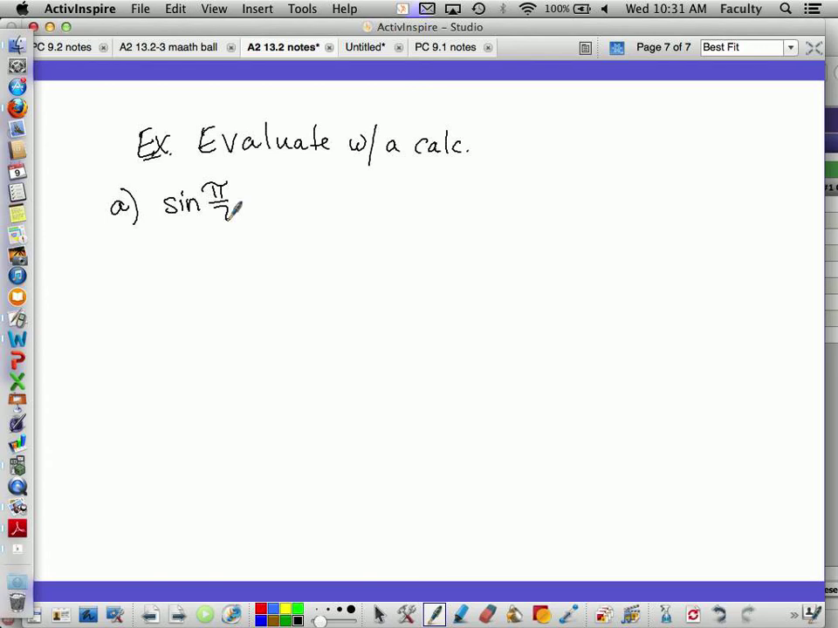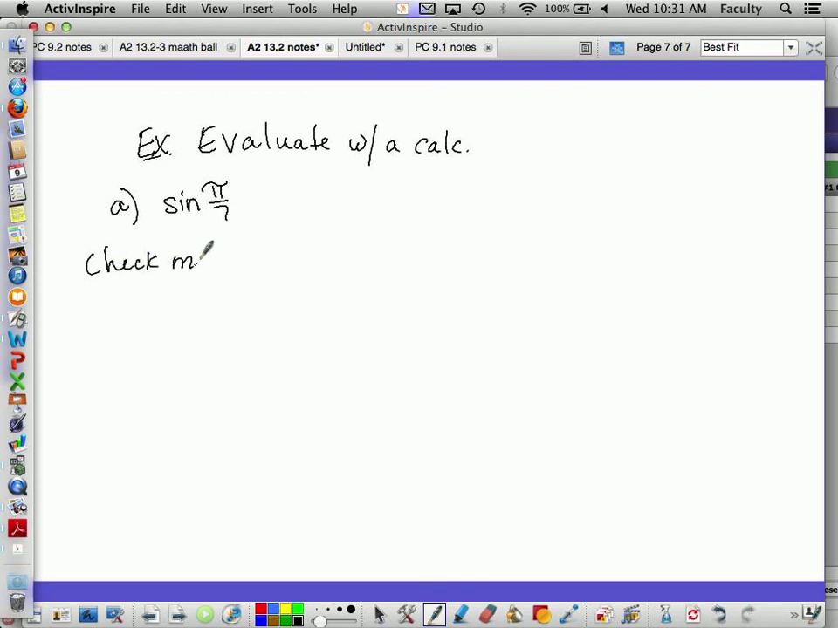Sine pi over 7. Is pi over 7 degrees or radians? And how do you know? It's radians. How do you know? Because there's no degree symbol. Don't think that just because of the pi you can't have pi degrees. It's not common, but here's what we're going to do, and I want you to write this down.